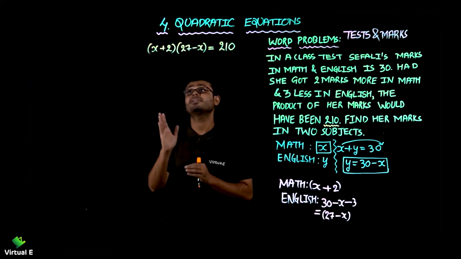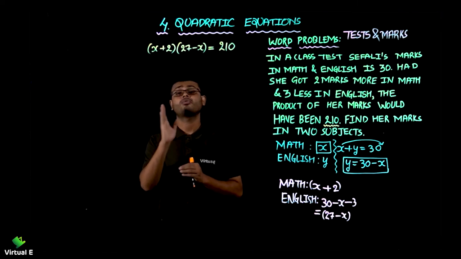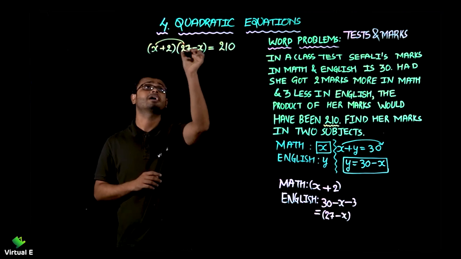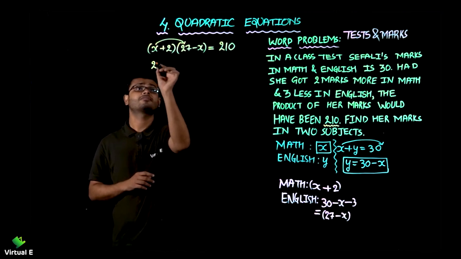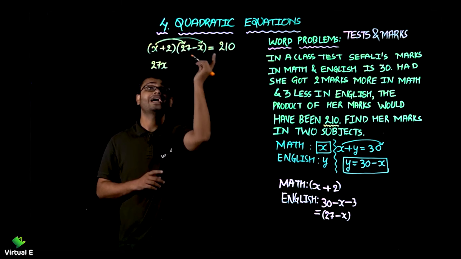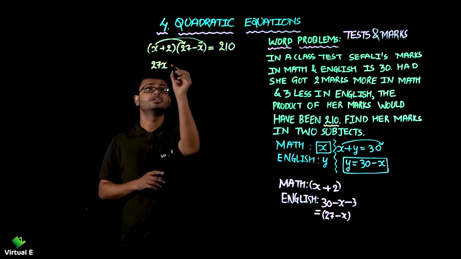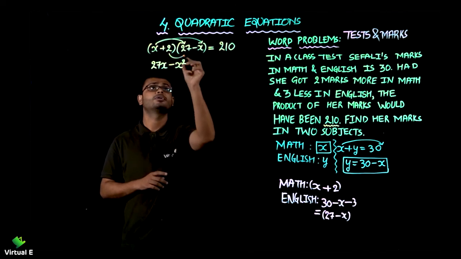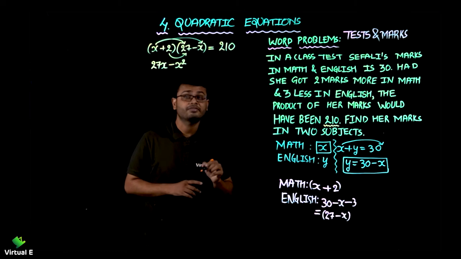Now if I simplify this, I am going to get quadratic equation. Let's do it. So first of all, X multiplied with 27, so that will give you 27X. Then X multiplied with X, remember negative sign, so that will be minus X square. Then 2 multiply with 27, that will give you what?